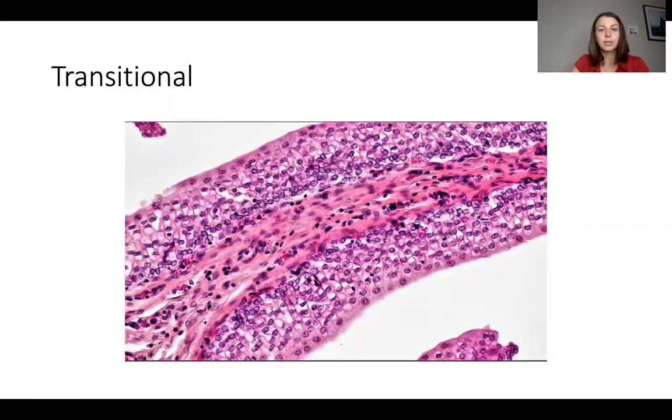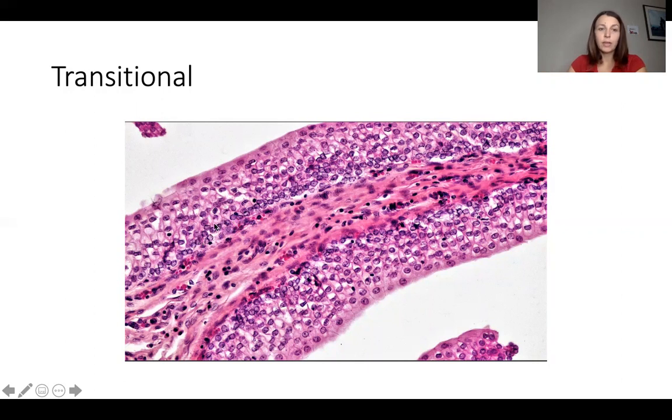Okay, so this is transitional epithelium. This is from the urinary bladder. So when you see this slide, you'll identify it as transitional. Transitional cells appear to be cube-like when the bladder is empty, and then as the bladder fills and those cells stretch and open with the fluid in the bladder, you get that squamous-like image.